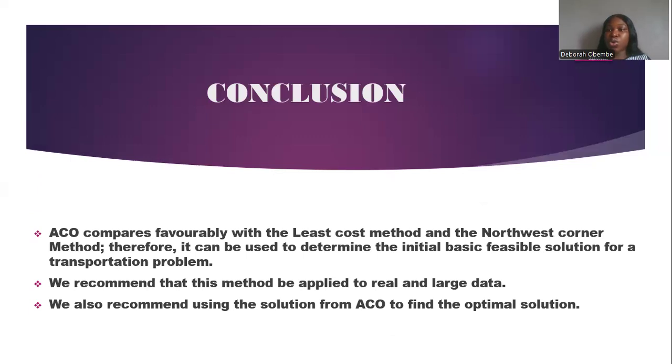If a transporter wants to choose a path to follow, or a supplier wants to allocate things or places, or a transportation system wants to allocate buses to travel on which route to move from one place to another, he would choose the Vogel approximation method because it gave us the least total cost. That means they will spend less money. They might also choose the ant colony optimization, which is also favorable because it gave a low total cost. Therefore, ant colony optimization can be used to determine the initial basic feasible solution for a transportation problem.